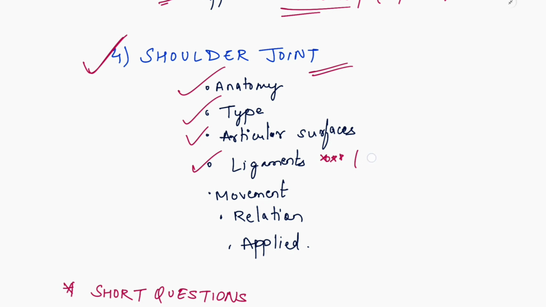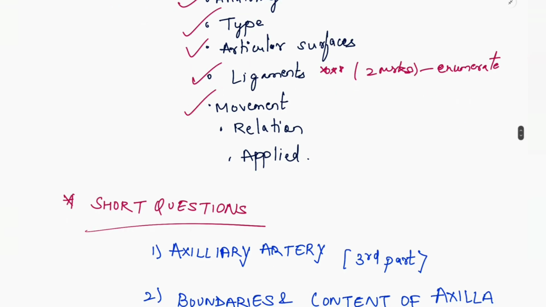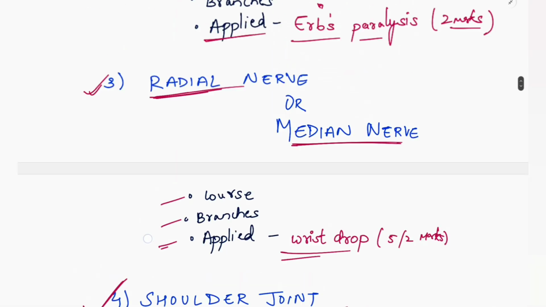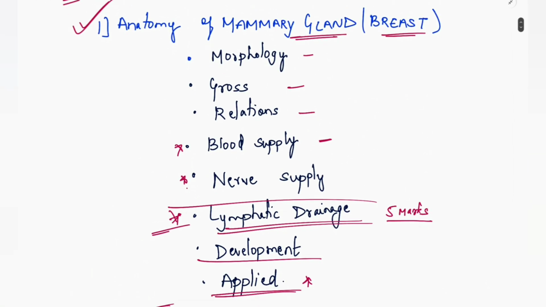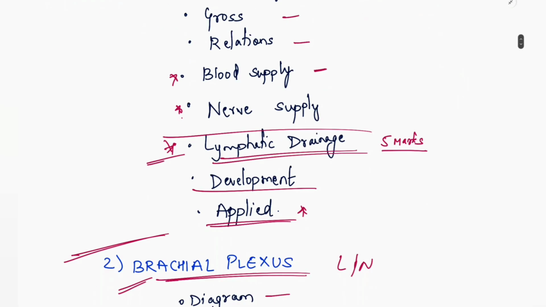Ligaments are very important. A 2-mark question to enumerate the ligaments can be the question. Then movement you have to write down, then relations you have to write down, and applied is important in every single question. If you are getting a long question, applied is a necessity. Sum up your answer by writing the applied part. Now these 4 questions were the questions that can come in the upper limb from the long question part.